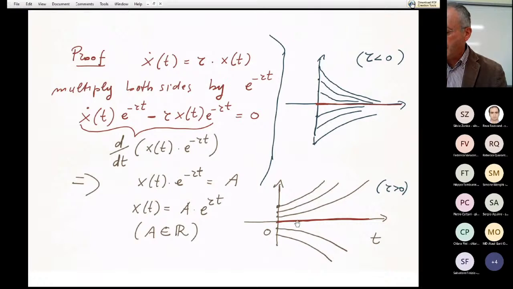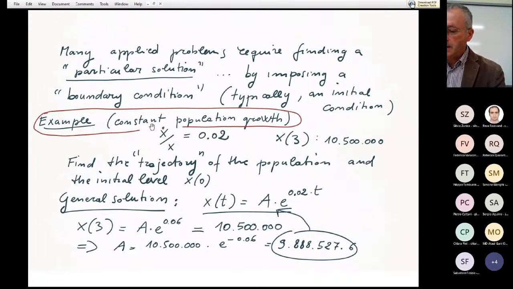So basically, let's look at this example. It's an example of constant population growth. x dot over x is equal to 2% per unit time, per year, for instance. We want to solve this problem because from our data, we want to find a model that simulates the evolution of this population over a certain time period. Among our data is the fact that at time 3, at the end of the 3rd year, the population is this one, okay? And we want to find the whole path. The first thing is to find the general solution, but the general solution is a given multiplicative constant, capital A, times exponential of 0.02 t, okay?